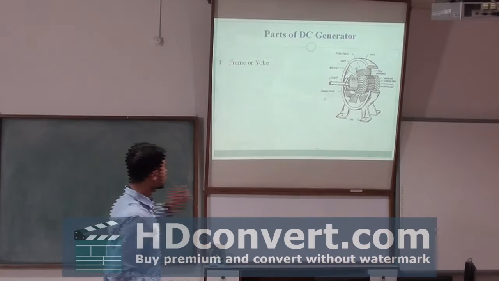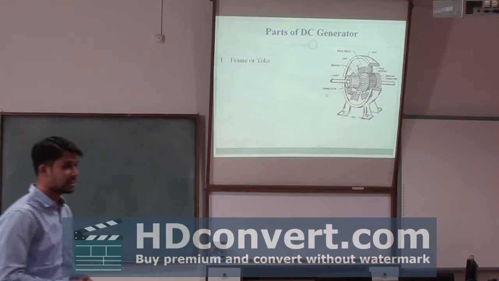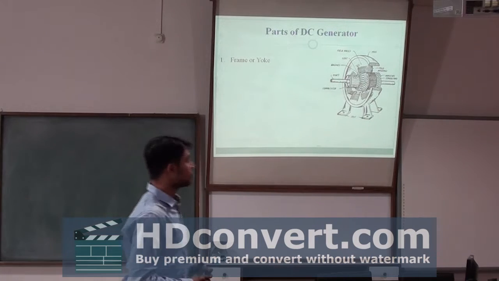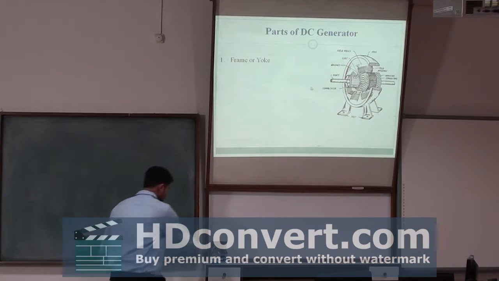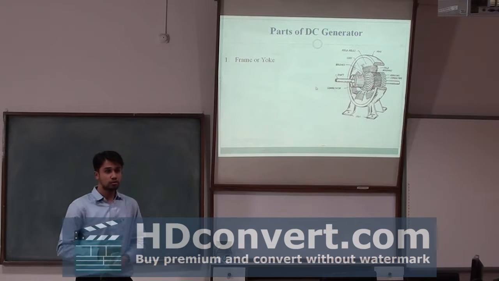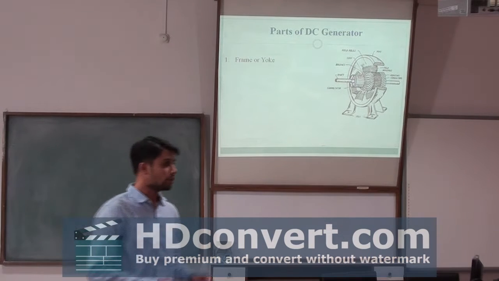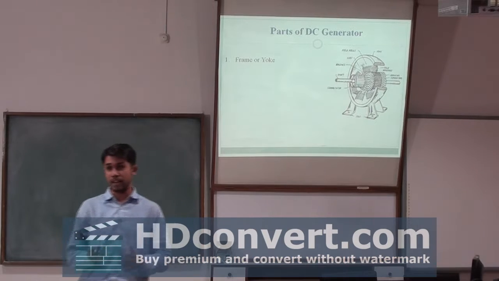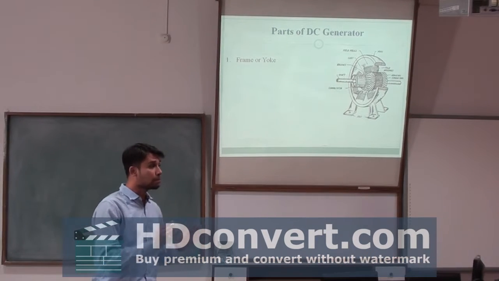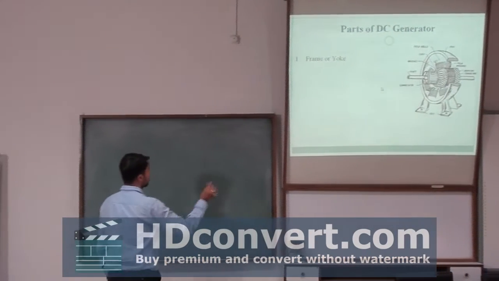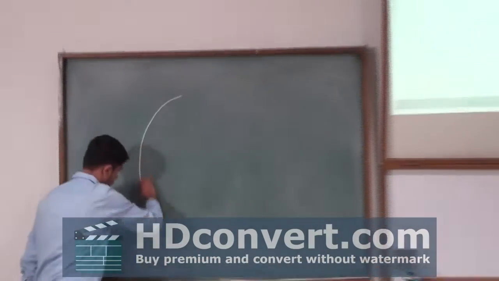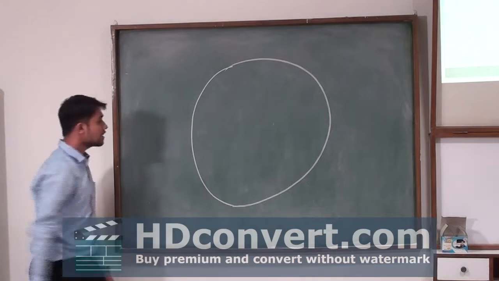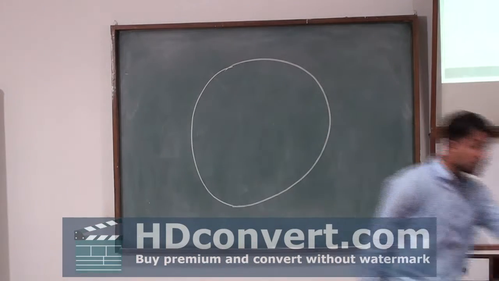I would like to list the different parts of the DC generator. This is actually the whole arrangement. I would like to draw the figure with part to whole type of learning, so that you can ensure the learning of all the possible parts connected in a DC generator. At the same time, you get the knowledge of all the parts. The first part is the frame or yoke. One can consider this as an outer cover.